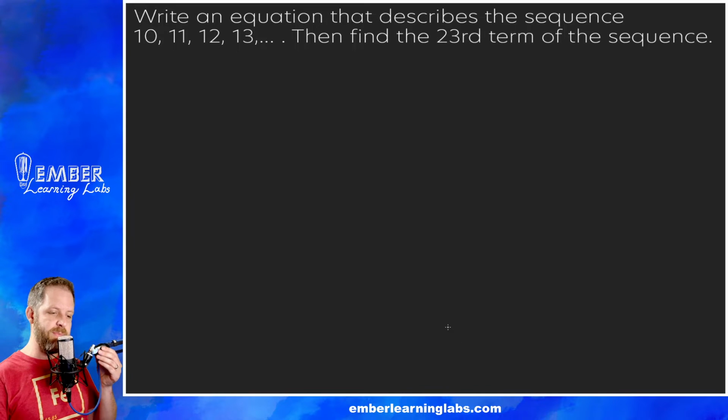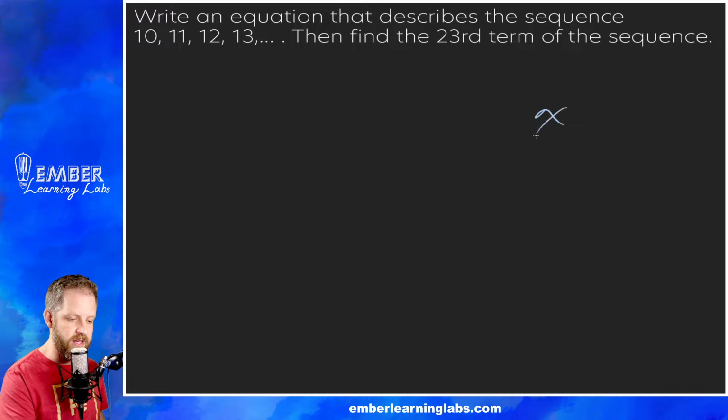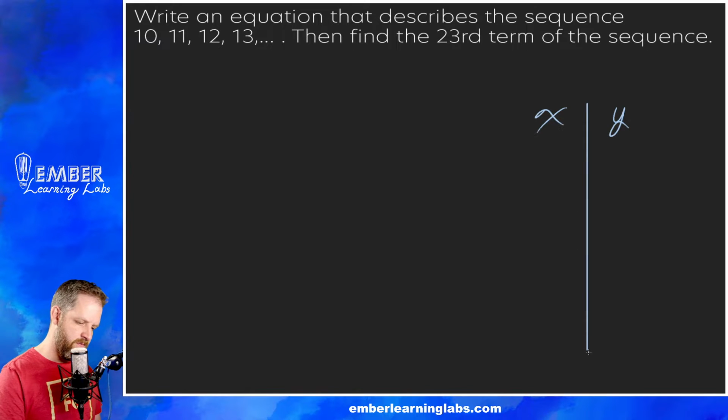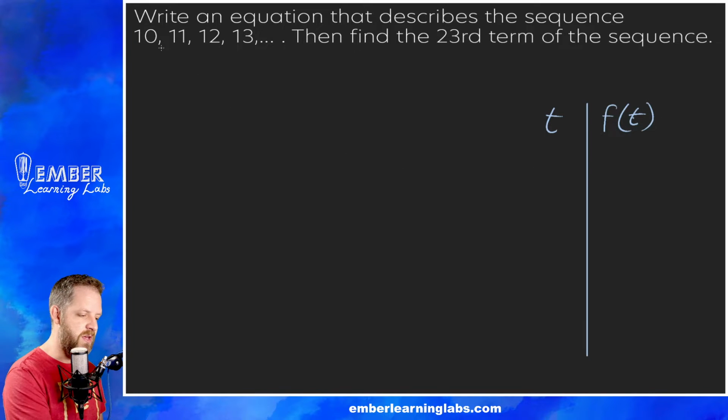The same strategy applies. We're going to list them. We're going to list the x, which is going to be the term, and we're going to list the y. Actually, let's look at a different way to write that. Let's do t for term. And then we're going to find f of t on this side, which will be the actual numbers.